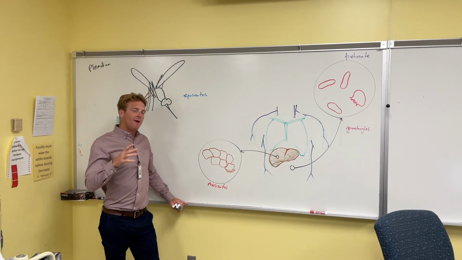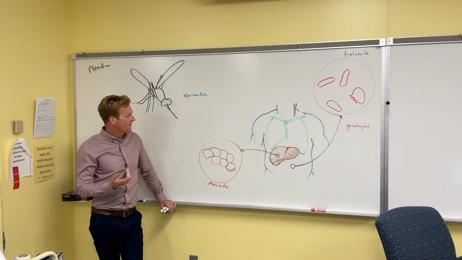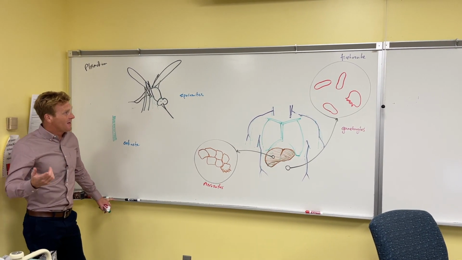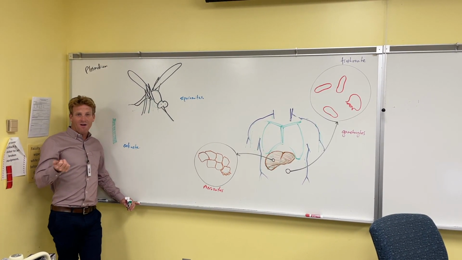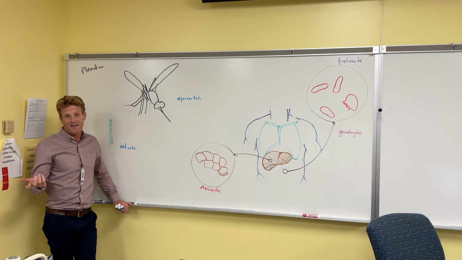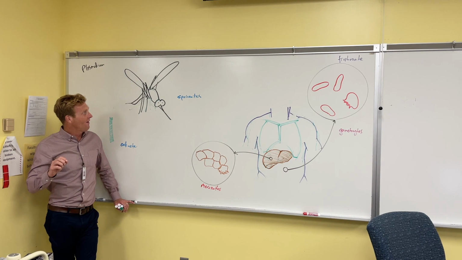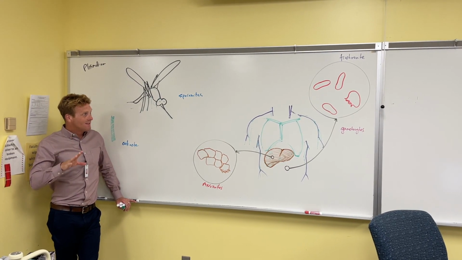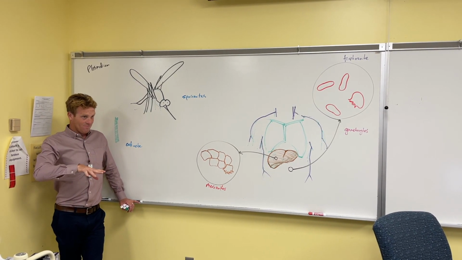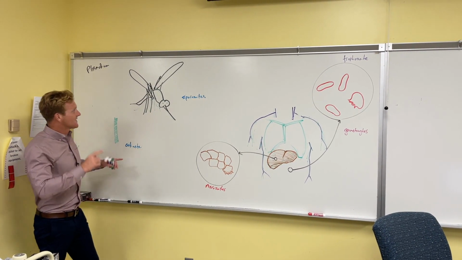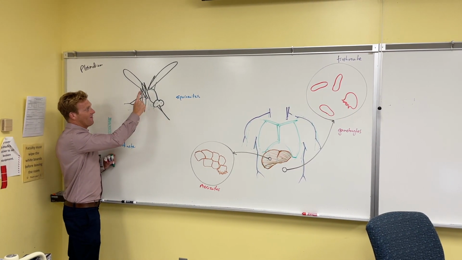Okay, so I wanted to explain a brief summary of the life cycle of Plasmodium. Plasmodium is a genus of protists that cause the disease malaria. The most common one is Plasmodium falciparum. And what happens is that this genus has a really complex life cycle, and it starts in the salivary glands of a mosquito.